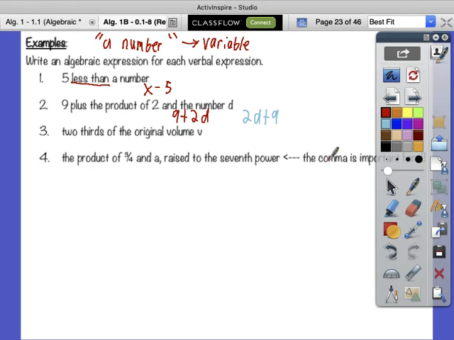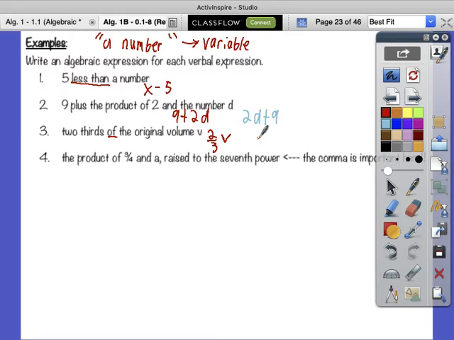Number 3, 2/3 of the original volume B. Do we see any words there that appear in our chart? Okay, Tobin. Of. What does of tell us we're doing? Multiplication. So, we know we're multiplying. So now our question is, what are we multiplying? What 2 things are we multiplying together? So we go back to our sentence. Okay, Tucker? 2/3 of B. So it is 2/3 times B. And that's all we have for that one.